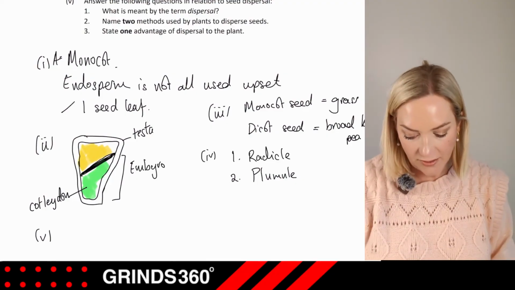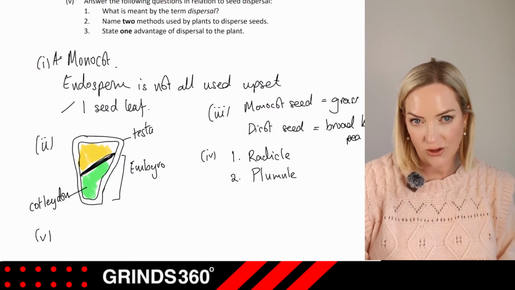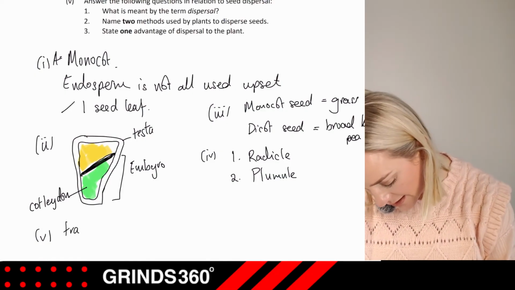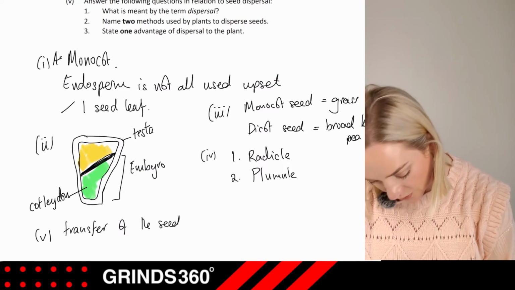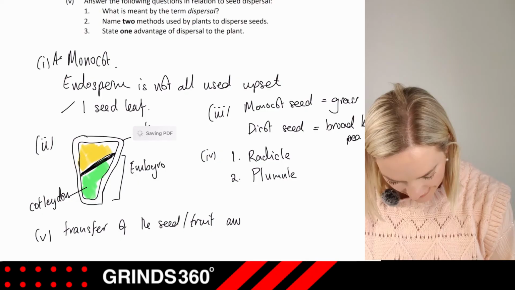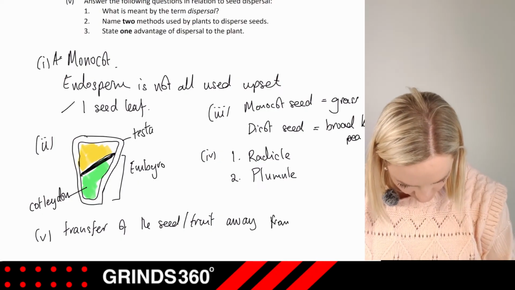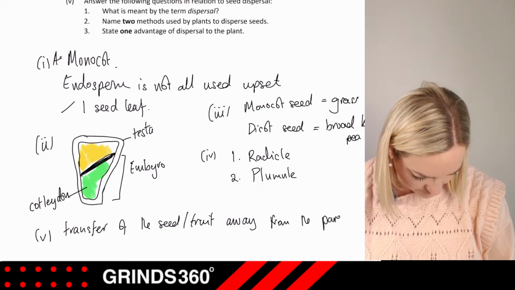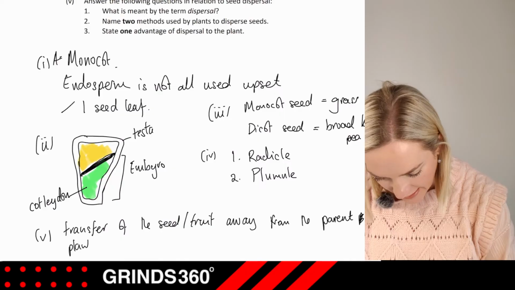What is meant by the term dispersal? So we learned back up here, dispersal is the spreading, or the transfer, of the seed or fruit away from the parent plant.